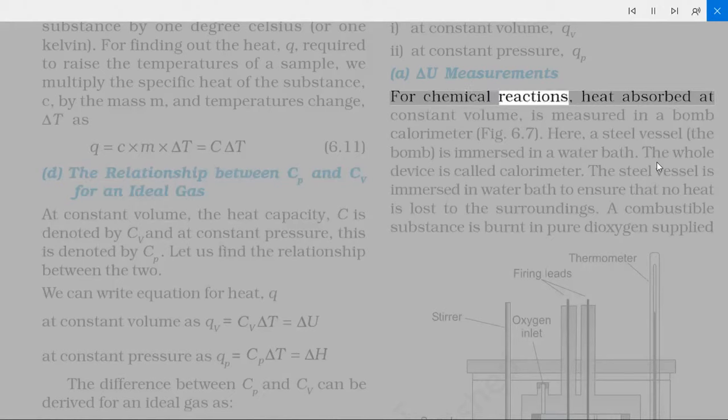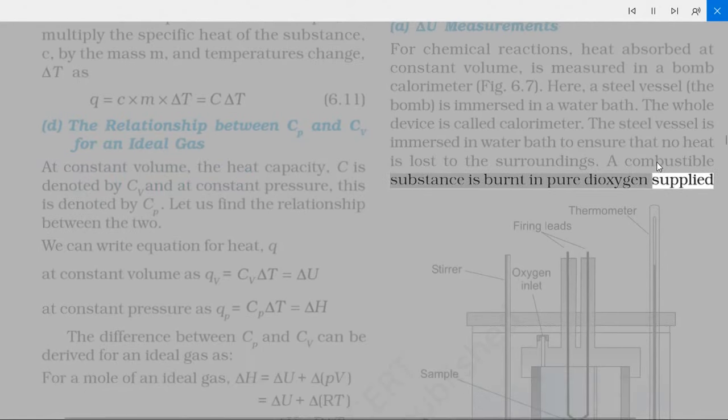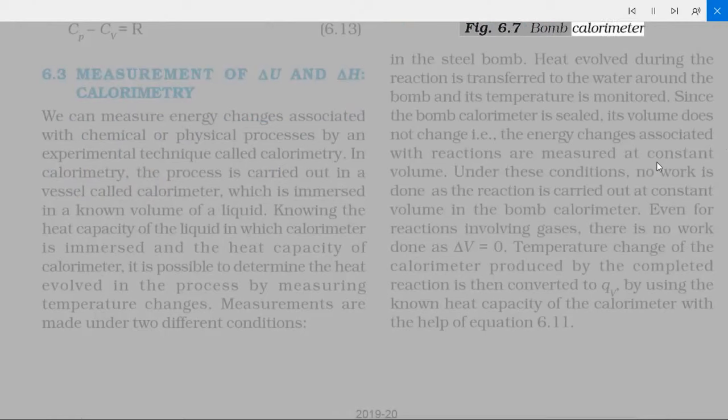ΔU measurements. For chemical reactions, heat absorbed at constant volume is measured in a bomb calorimeter, Fig. 6.7. Here, a steel vessel, the bomb, is immersed in a water bath. The whole device is called a calorimeter. The steel vessel is immersed in a water bath to ensure that no heat is lost to the surroundings. A combustible substance is burned in pure dioxygen supplied in the steel bomb. Heat evolved during the reaction is transferred to the water around the bomb and its temperature is monitored.